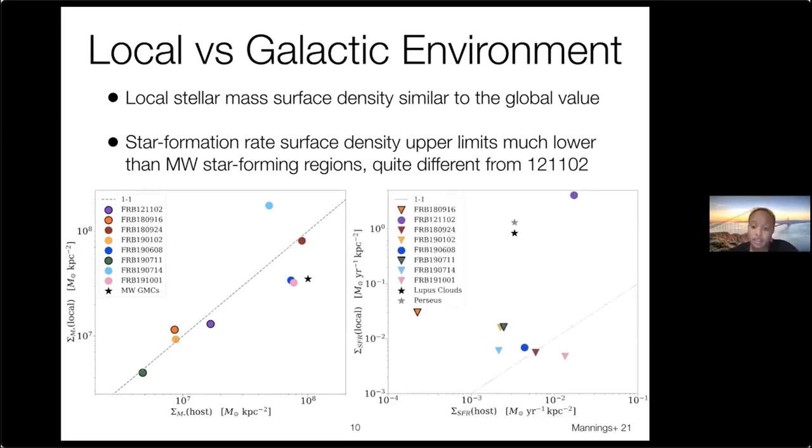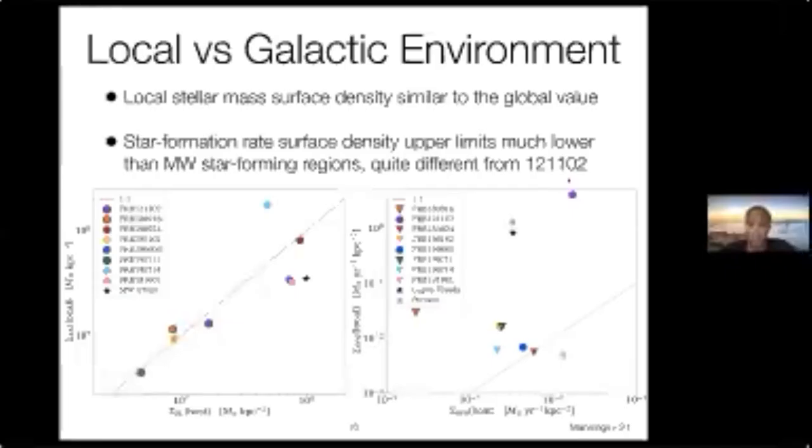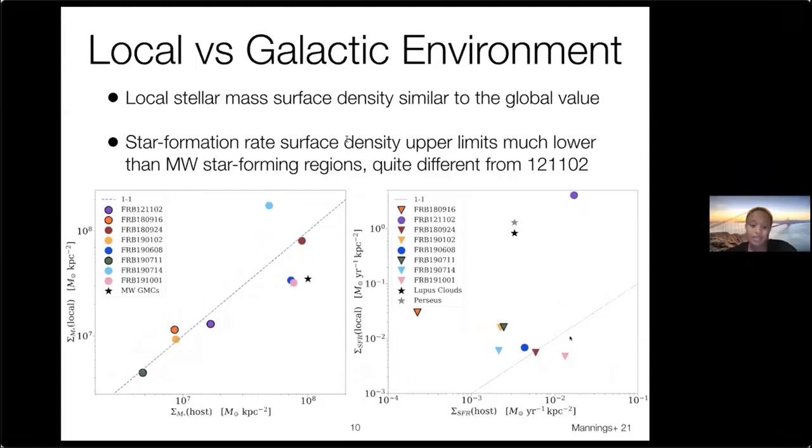And then taking a look at the star formation rate surface density, many of these points were upper limits that we could place using the UV imaging that we got from HST. And many of these upper limits are very near or close to this one-to-one line. And then again, for reference, we plot some values for star forming clouds here in the Milky Way, the Lupus clouds and Perseus, which you can see are very elevated in comparison to the global host value. And then same for 12-1102, we know that this FRB originates from a region of elevated star formation in its host galaxy. And so it's well above this one-to-one line. But for these others, we don't really see this elevated star formation rate surface density. 3 minutes, Alexandra. Okay, thank you.